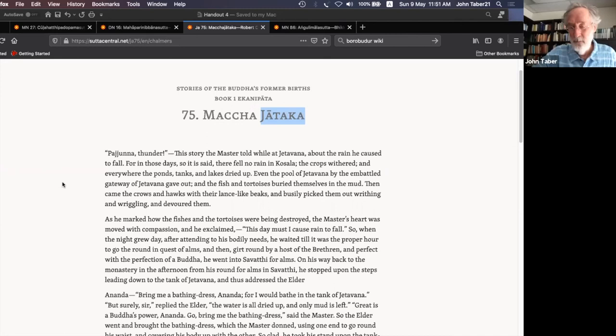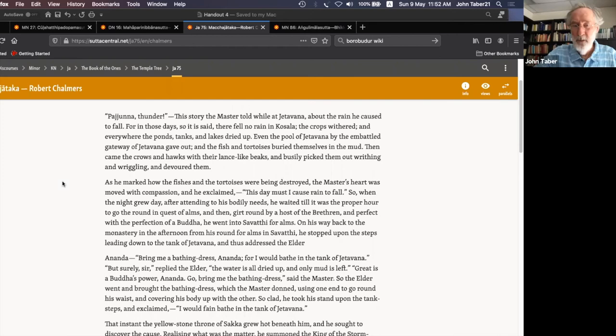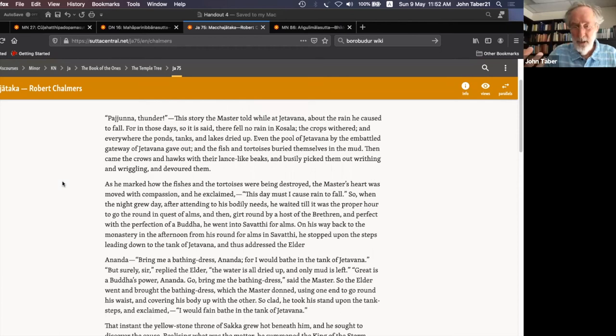Really, these stories are used probably more than discourses of the Buddha today to teach Buddhists different teachings, especially teachings about conduct. And so this is a story, we won't read it, we don't have time to read it, but it will be on the handout that I send out, where the Buddha is born as a fish. It actually starts out where the Buddha Shakyamuni is dwelling again at Jetavana outside of Kosala. And there's a drought, there's no rain.